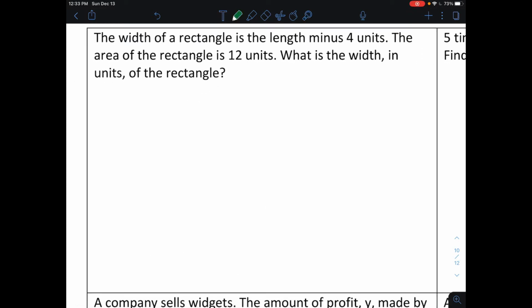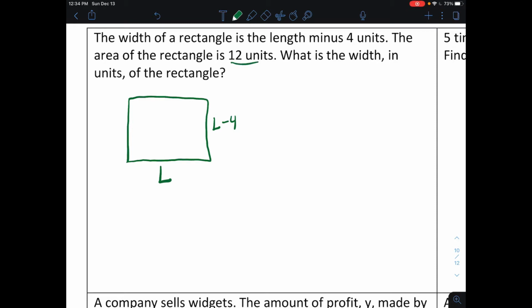We have: the width of a rectangle is the length minus 4 units, and the area of the rectangle is 12 units. What is the width in units of the rectangle? Well, we would draw a rectangle here to get an idea of what we're looking at. It doesn't matter what side you call length, but I'm going to call this bottom side the length. So the width in this case is length minus 4, L minus 4, and we label two sides.